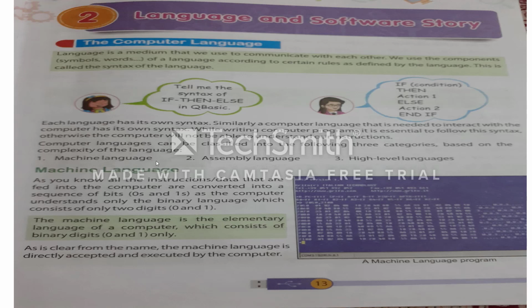First is your assembly language. I'm sorry, children, assembly language is your second one. First is your machine language. Second is your assembly language, and third is your high level language.